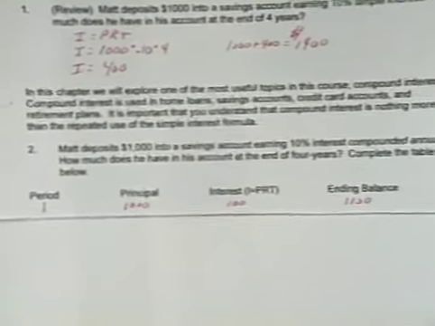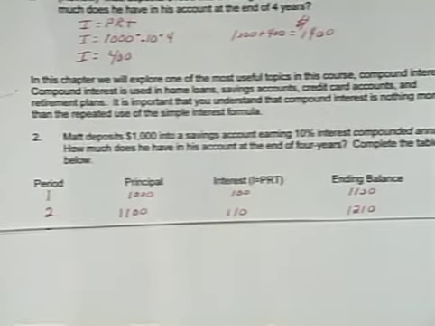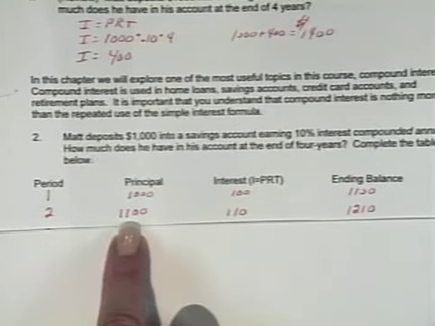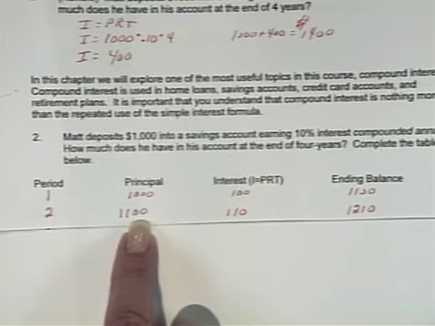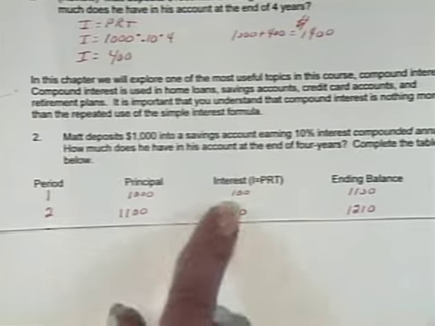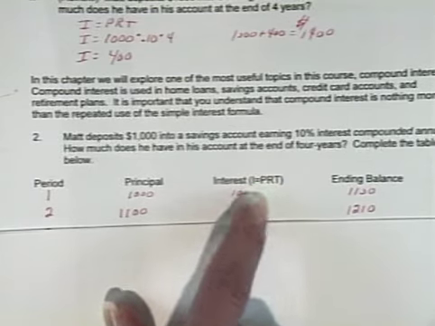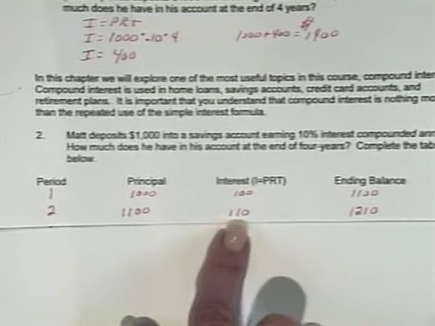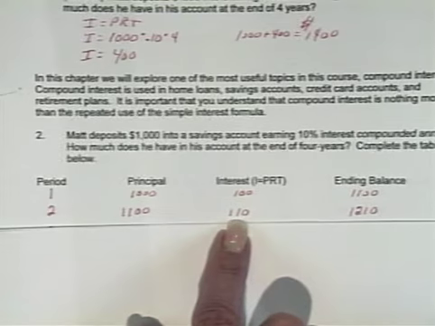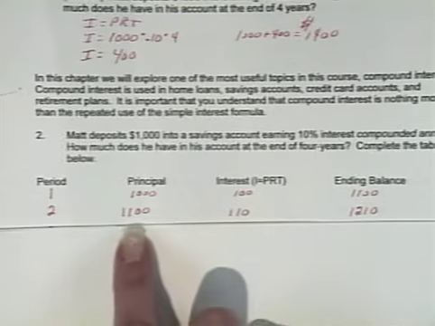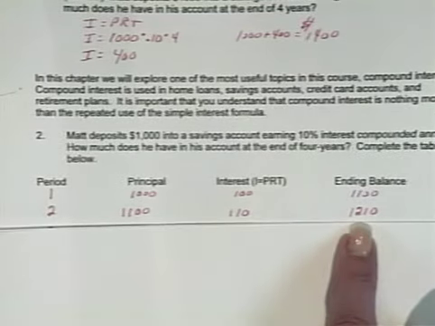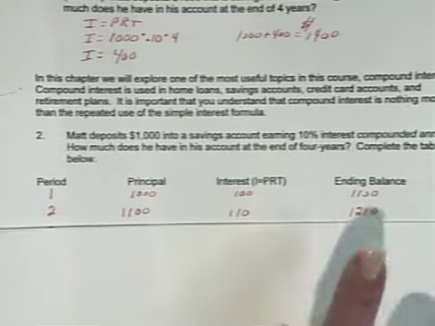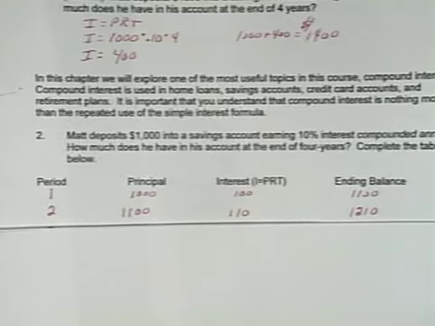Okay, end of the second year. The principal that was in Matt's account at the beginning of the second year is $1,100. How much interest would Matt earn during the second year? Once again, it would be I equal PRT. Principal is $1,100. Rate is 10%. Time is 1 year. The second year, he would earn $110. I add that interest to the principal. At the end of the second year, Matt would have $1,210. Does everyone see that?